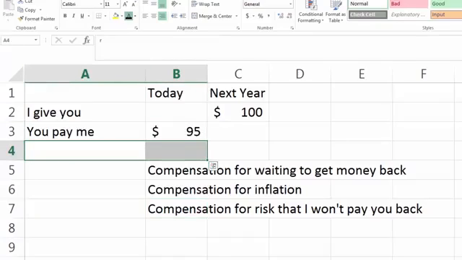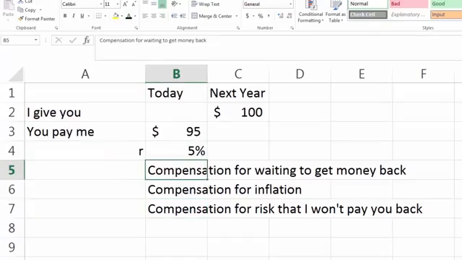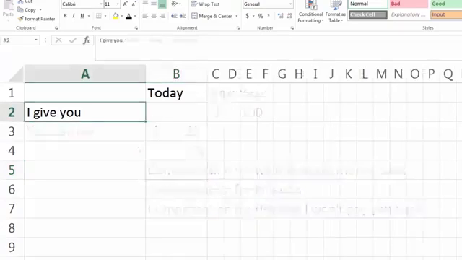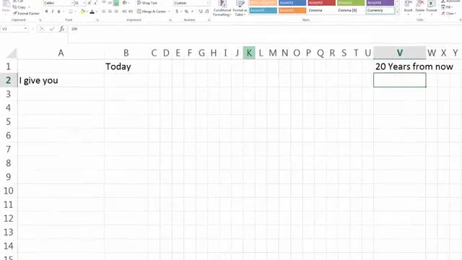And what that represents is a rate of return of 5%. So you pay me $95 today, I give you $100 next year. You've earned a 5% rate of return, which we also call the discount rate, which is a compensation for these 3 factors. Now let's say I'm going to give you $100 20 years from now.